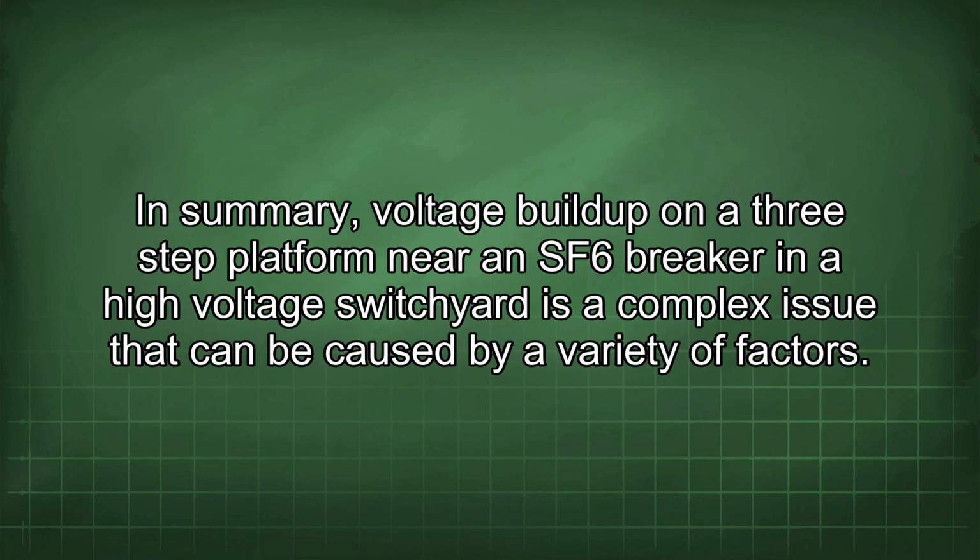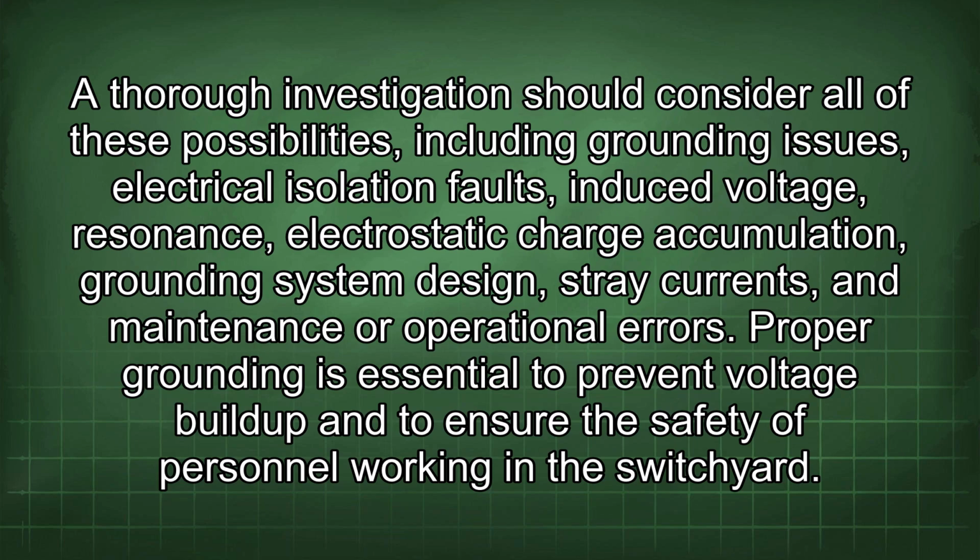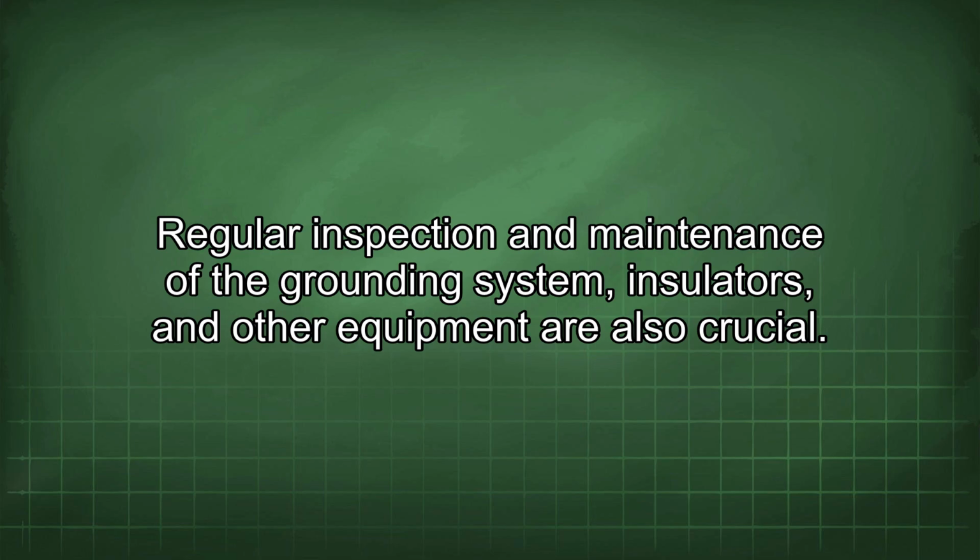In summary, voltage buildup on a 3-step platform near an SF6 breaker in a high-voltage switchyard is a complex issue that can be caused by a variety of factors. A thorough investigation should consider all of these possibilities, including grounding issues, electrical isolation faults, induced voltage resonance, electrostatic charge accumulation, grounding system design, stray currents, and maintenance or operational errors. Proper grounding is essential to prevent voltage buildup and to ensure the safety of personnel working in the switchyard. Regular inspection and maintenance of the grounding system, insulators, and other equipment are also crucial.